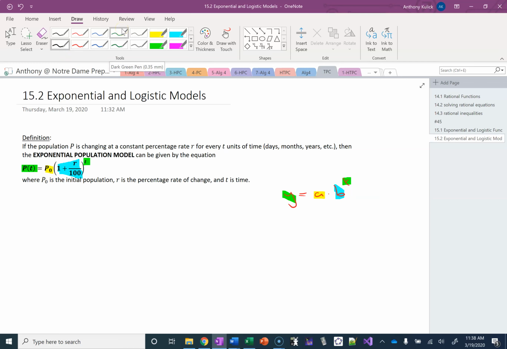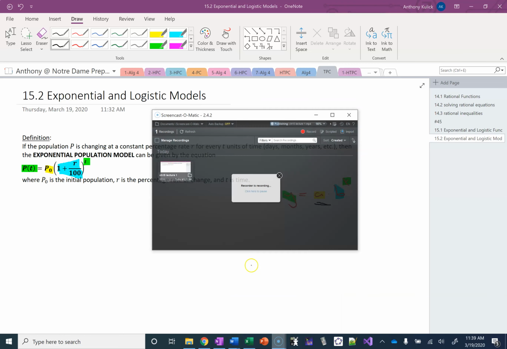The one thing that's worth pointing out here is that this initial population has to be a positive number. If we're talking about real life objects, it doesn't make any sense to let that thing be negative. When we defined our exponential in general, the a we said could be anything that was non-zero. So that's what we mean there.